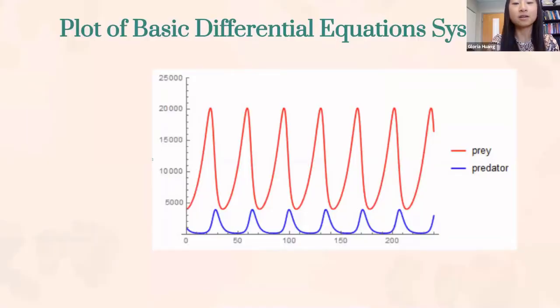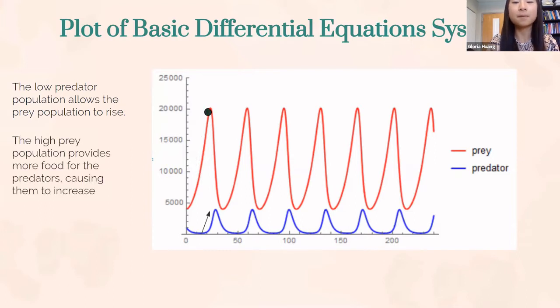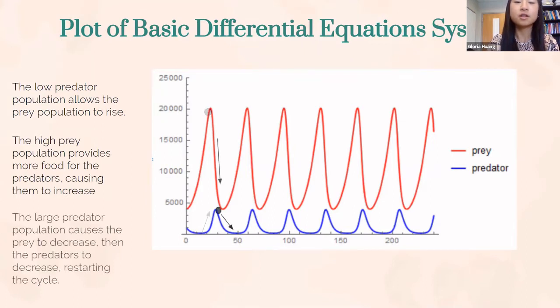Now we can apply that knowledge to this plot from before. The prey are plotted in red and the predators in blue, with their populations changing over time. First, the predator population is low, so the prey population can increase because they are being eaten less. Once the prey population is at a high level, the predator population has a large food source, so they can increase. This large predator population overfeeds on the prey, causing them to decrease. Then some predators starve due to the limited food source, and the cycle starts again.